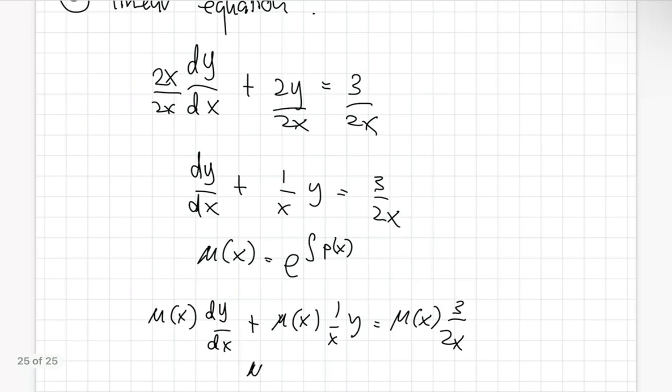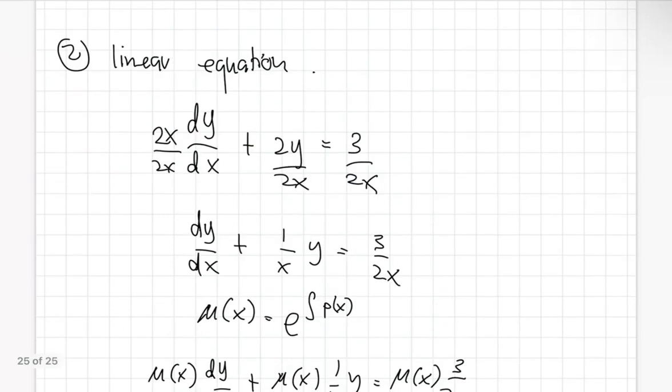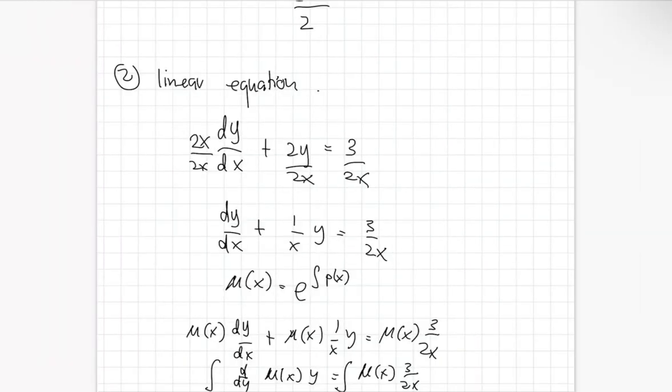Then simplify the left hand side, which will be d/dx of mu(x) multiplied by y. Here the right hand side will be mu(x) times 3/(2x). And then integrate both sides and simplify for y. That is a linear equation.